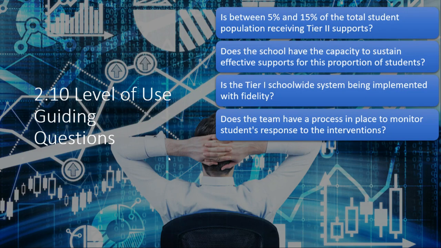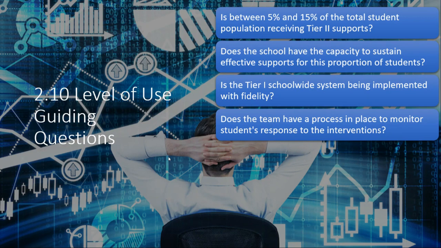So remember, not only do we want to make sure that our tier 1 program and supports are in place and being implemented with fidelity, but whenever we embark on implementing tier 2 interventions, we want to make sure that we have the capacity to effectively deliver these services, and that we have the capacity to support the number of students that we have identified in need of tier 2 supports.